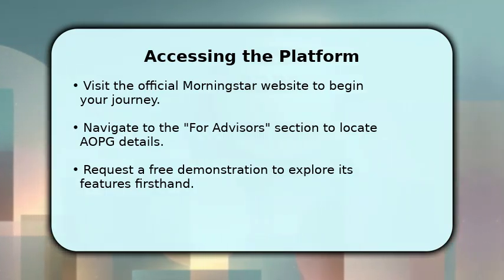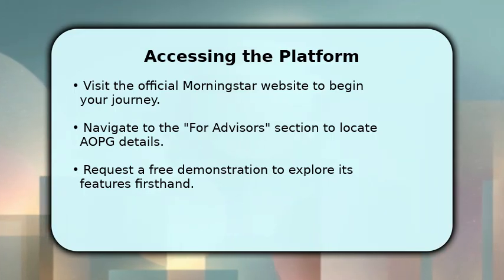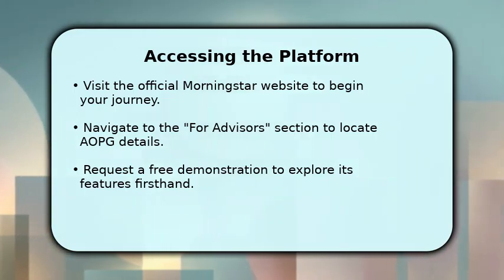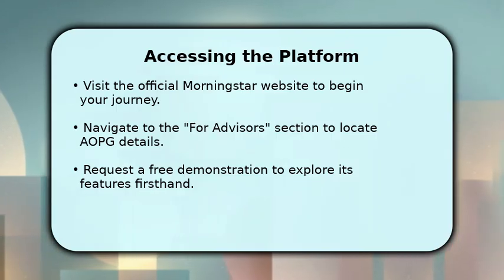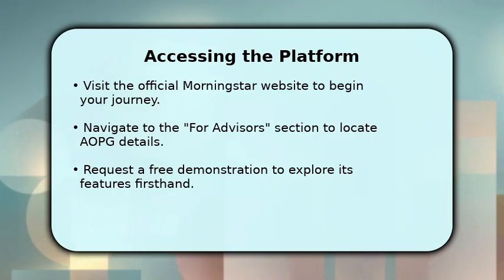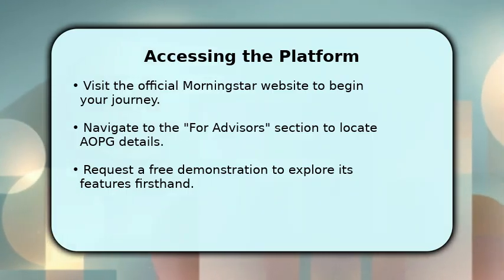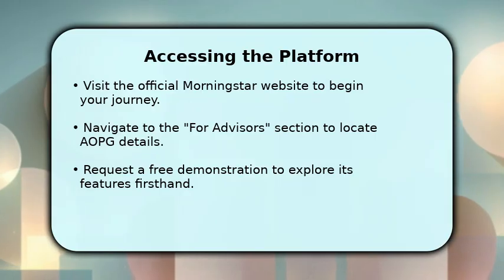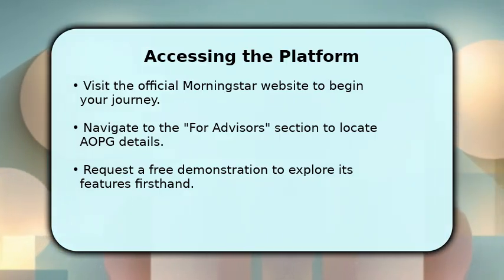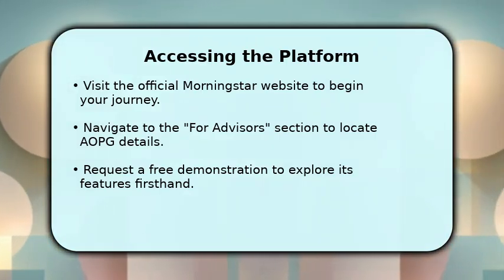To access Morningstar AOPG, your next step is to visit the official Morningstar website. Once there, look for the dedicated section for financial advisors, which typically highlights their professional solutions. You will find information about AOPG and the option to request a free demonstration. This demo is crucial for understanding how the platform can specifically benefit your advisory practice before committing.